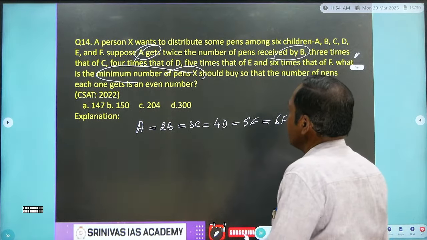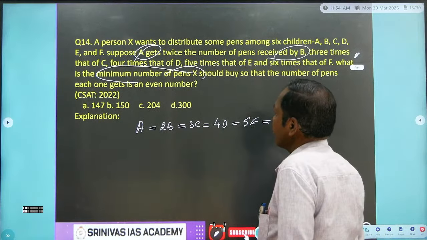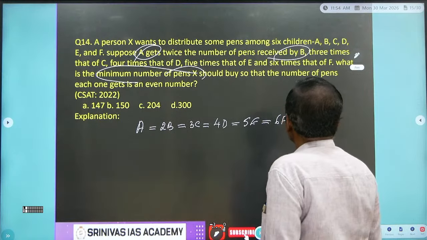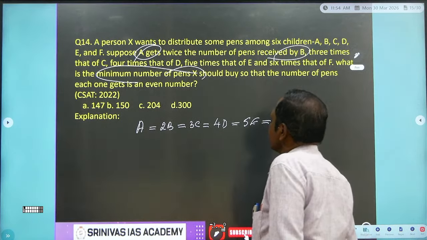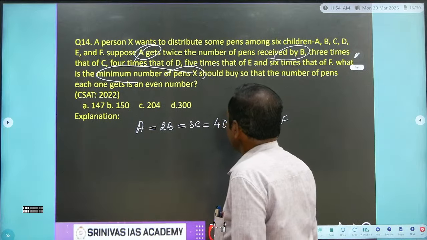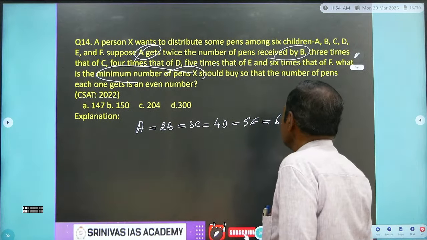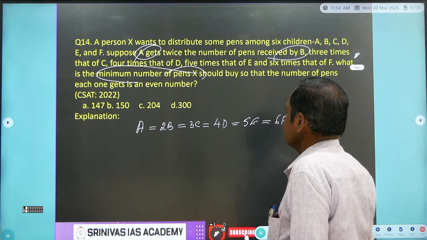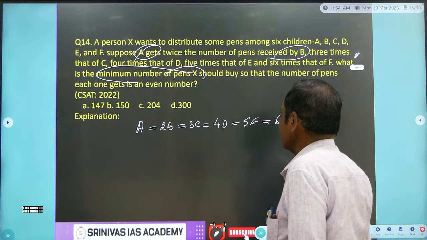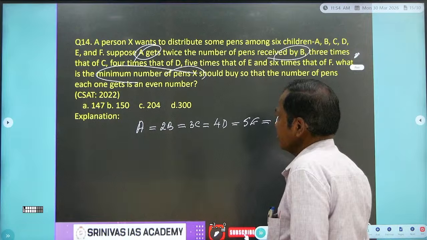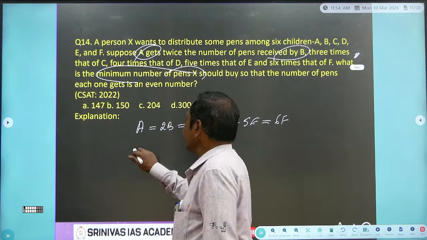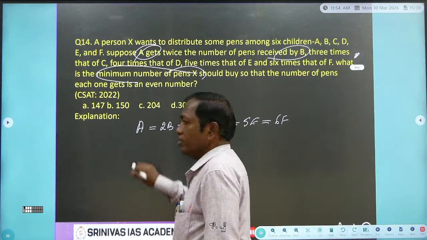Suppose each one gets an even number of pens is required. I think the information is sufficient, but we are finding it takes a little more time. Sir, 20, 60, 40, 30, 24, 20. What does A get? So 120. A gets 120. Total is what comes.